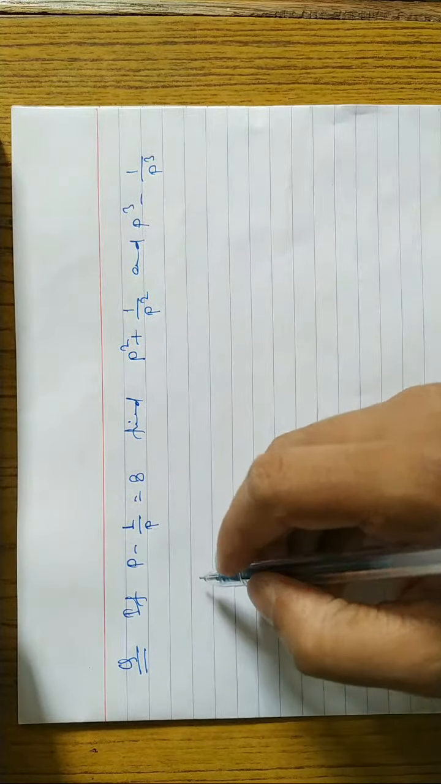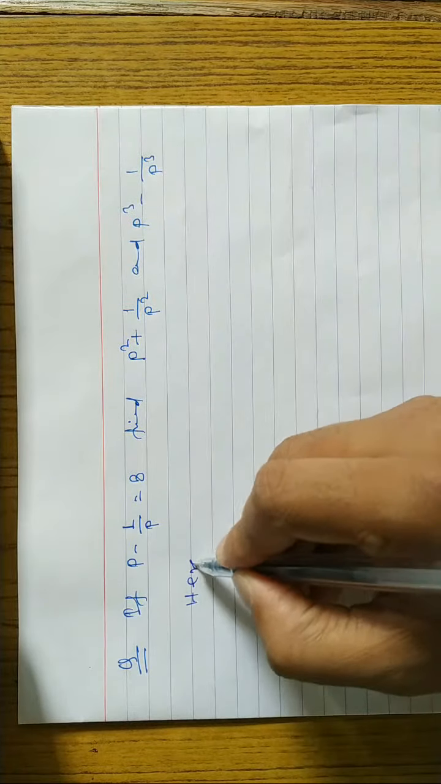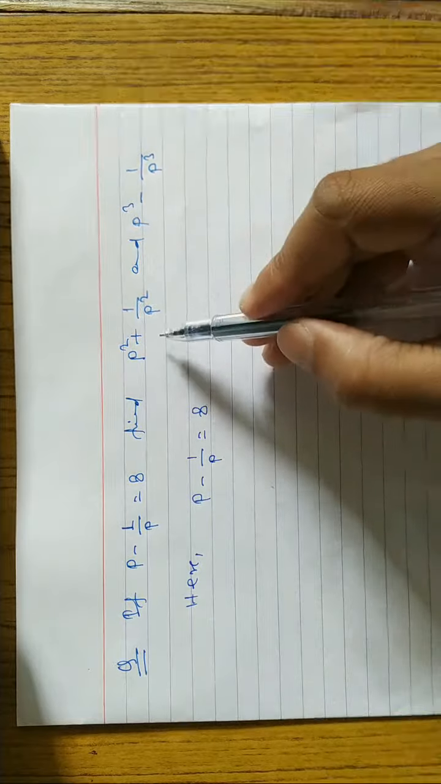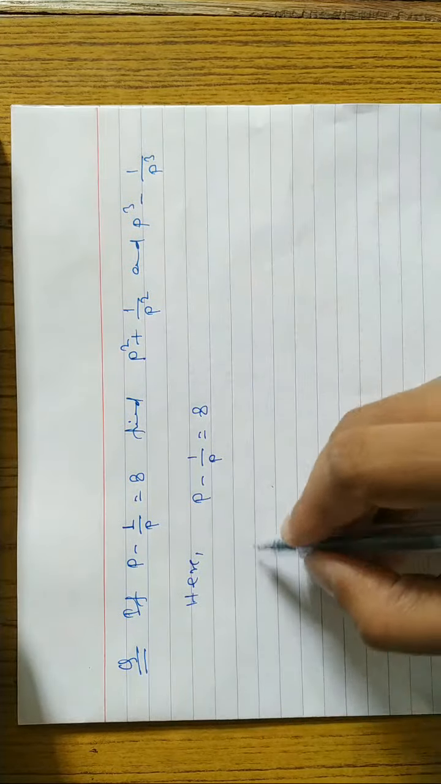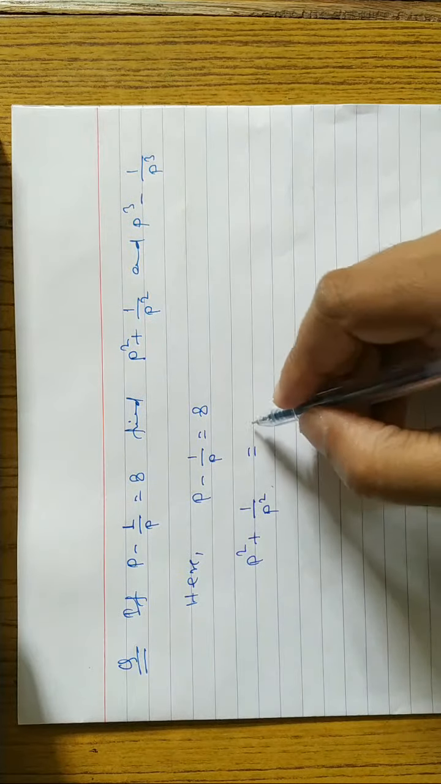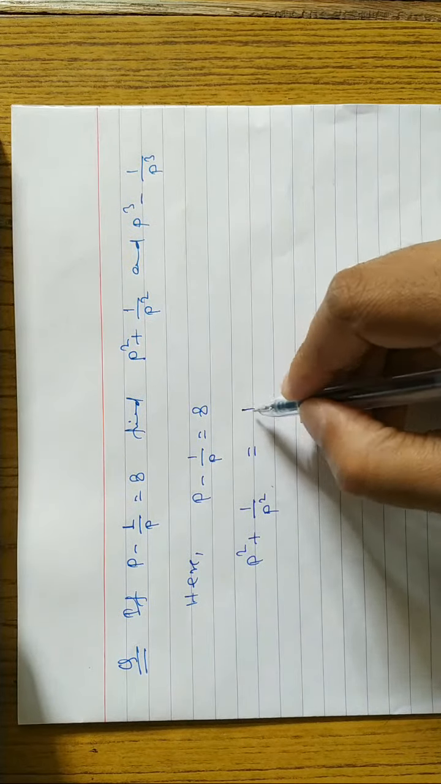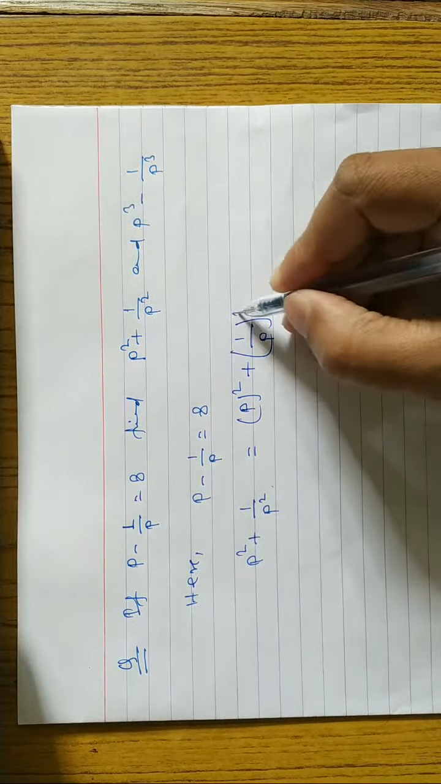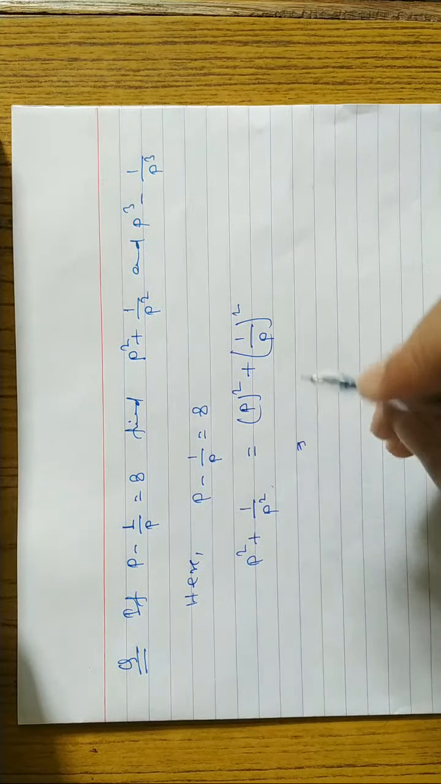Okay, now look at this question here. What is the value of p minus 1 by p, which is 8, and we have to find out the value of p square plus 1 by p square. First of all, we have to convert it in the form of a square plus b square, so we can write p square plus 1 by p whole square. This is in the form of a square plus b square.